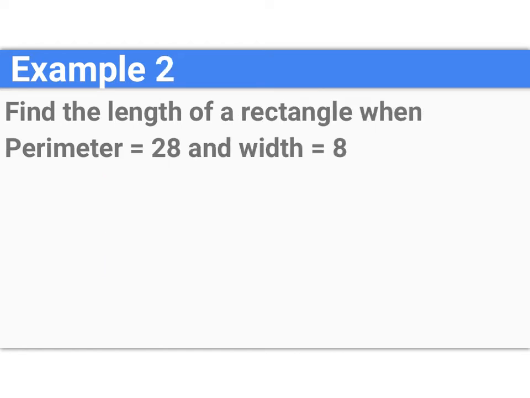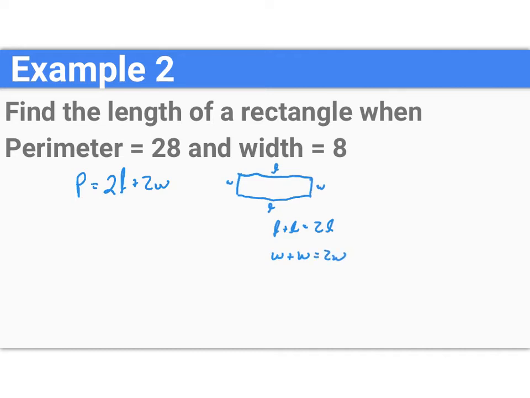Okay, find the length of a rectangle when the perimeter equals 28 and the width equals 8. So for a rectangle, you have 2 lengths plus 2 w's, and that is the formula. And why is that? Is because in a rectangle, this side would be called the width, and this side will be called the length. And so length plus length gives you 2L. And then width plus width gives you 2W. So the perimeter of a rectangle is just add all 4 sides together.